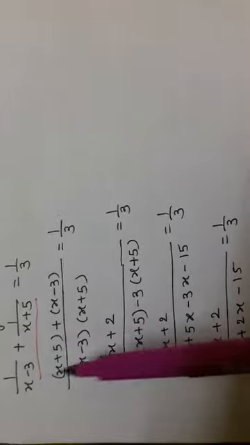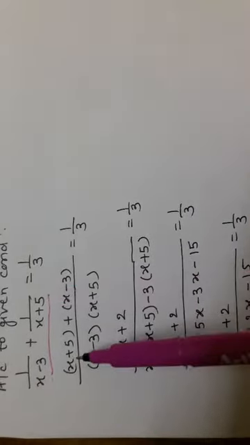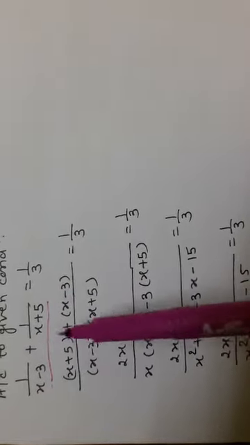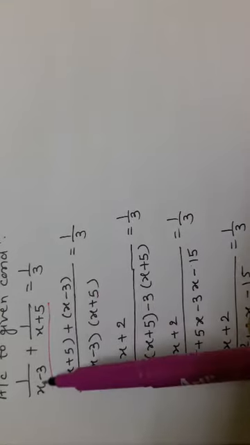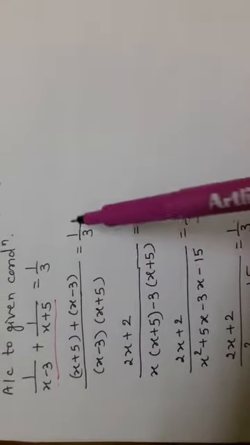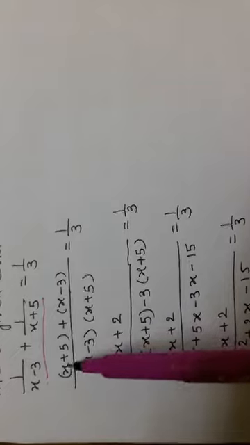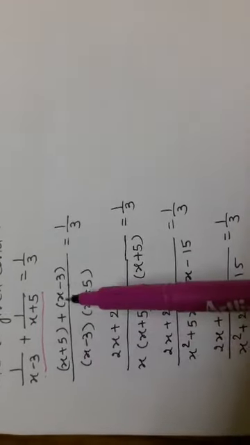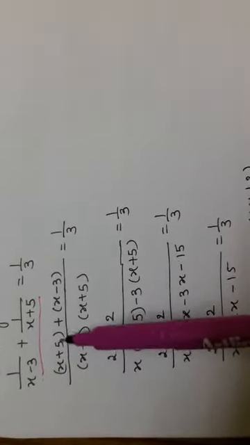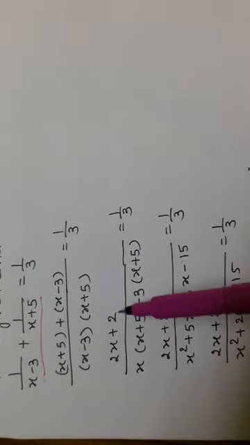We will do the cross multiplication. 1 into x plus 5 is x plus 5. Here the plus sign is there, that's why plus. 1 into x minus 3 is x minus 3, which is equal to 1 by 3. Now we have to solve this bracket. x plus x means 2x and plus 5 minus 3 means plus 2.